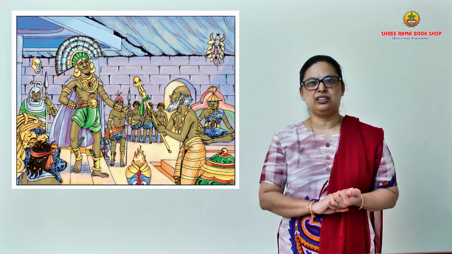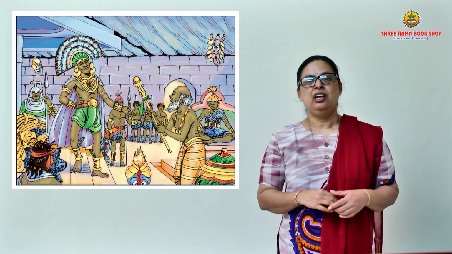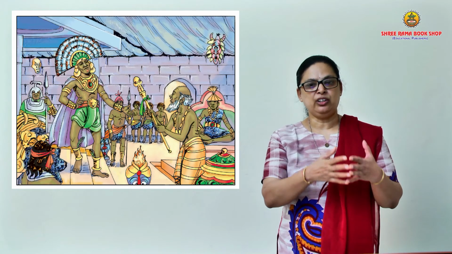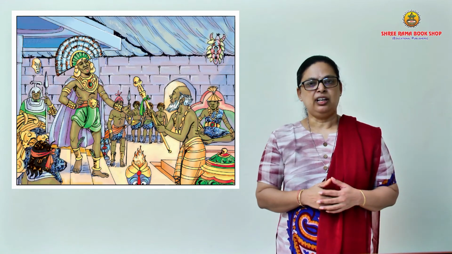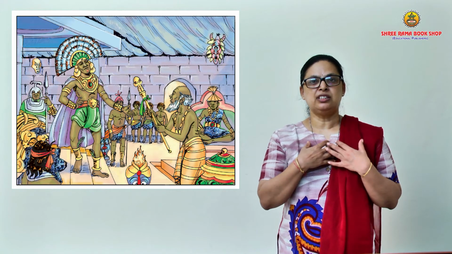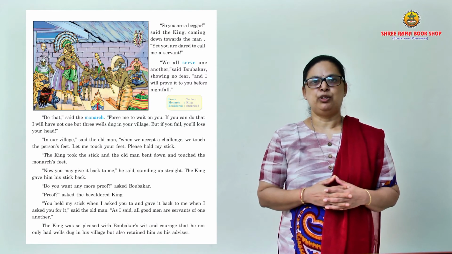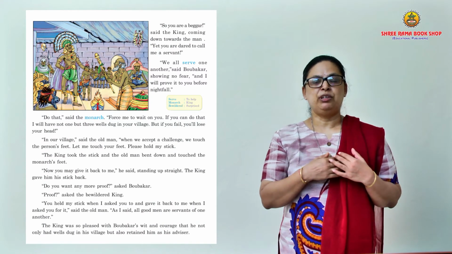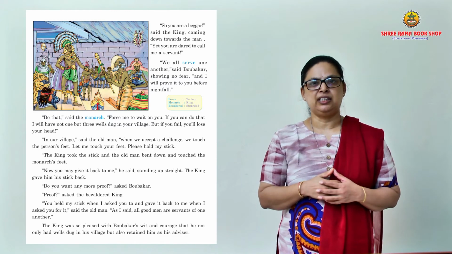You have pictures showing there how angrily the king got up from his throne, from his seat, and he was walking towards the old man and he said, "You are the man who asked me, and how dare you say that I am a servant to you?" "We all serve one another," said Babakar. The old man's name was Babakar, and he immediately said that we all serve each other.